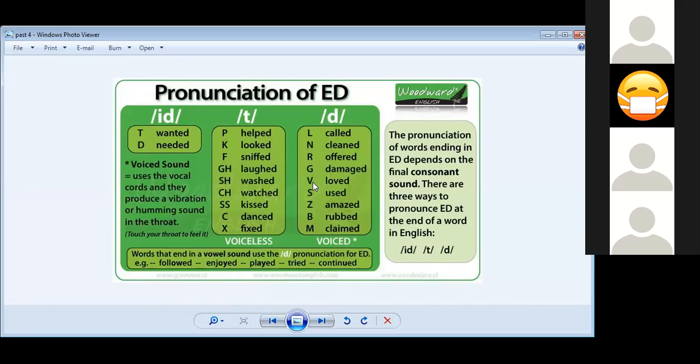I wish that you have a good idea about simple past and about regular and irregular verbs and how to pronounce ED in the regular verbs, okay?